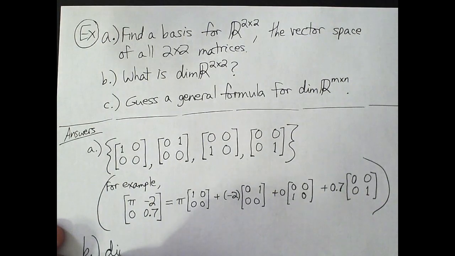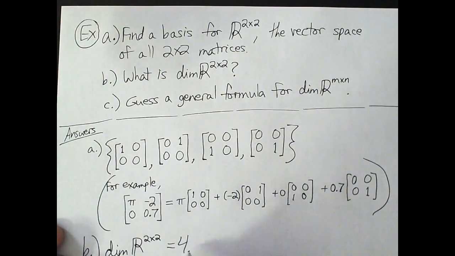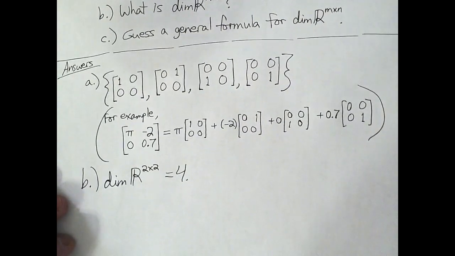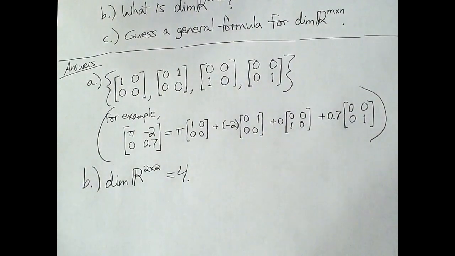So the dimension of R2 by 2 must be 4 because we demonstrated a basis that has 4 elements in it. You can't remove any of those. You can't trim this down to be 3 because if you remove one, then you're losing too much information. You need all 4 to span the set.